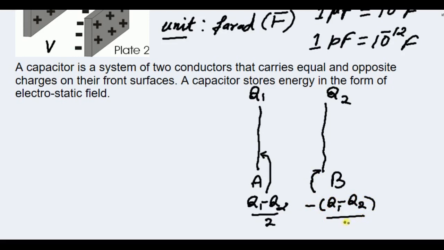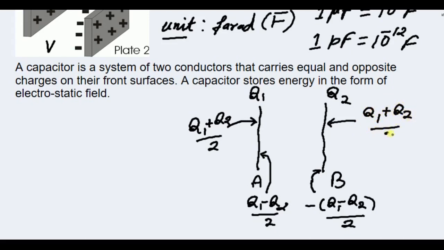upon 2, and the charges on outer surface of A will be (Q1 plus Q2) upon 2, and (Q1 plus Q2) upon 2 will also be the charge on the outer surface of plate B.